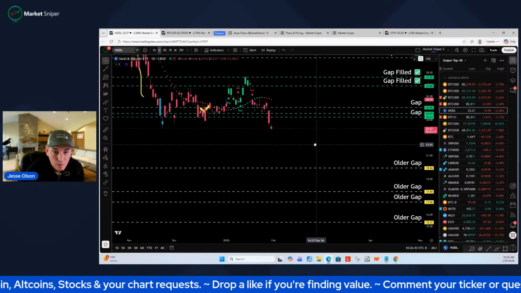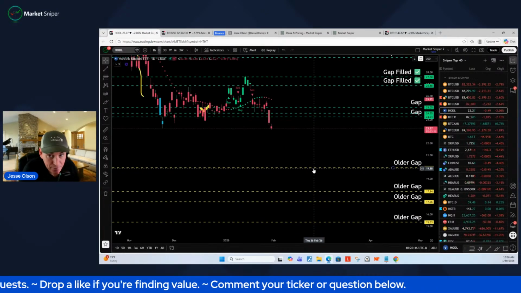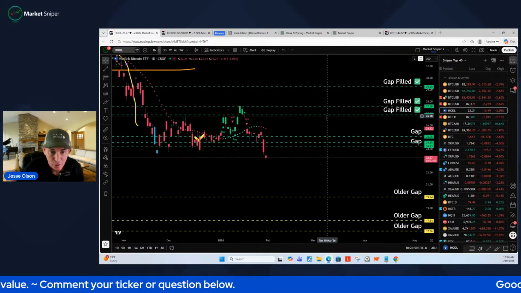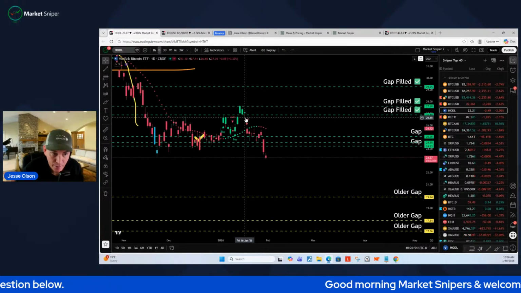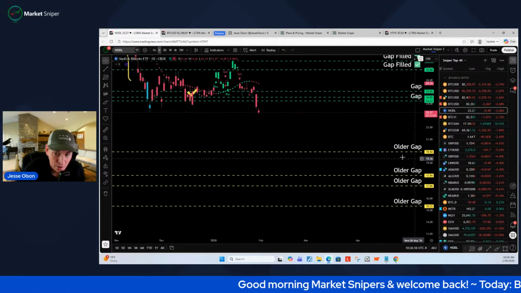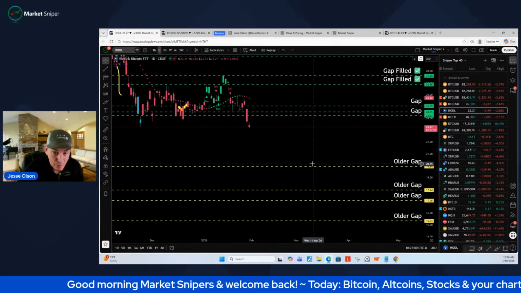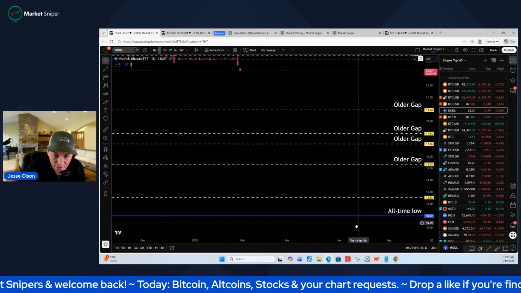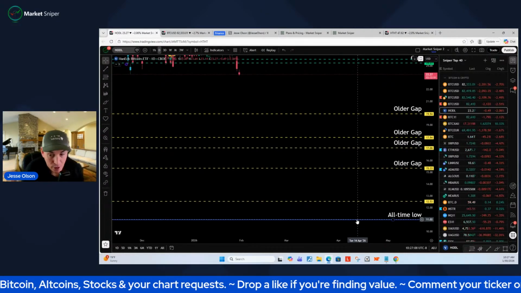So assuming HODL and the ETFs start filling some of these other gaps, look at all the gaps it's already filled. It's already filled all of these gaps. You got a new smaller gap here, new smaller gap here. May not be filled for a while. These haven't been filled for a while. And we even talked about that HODL and the ETFs could come back and retest the all-time low at $11.